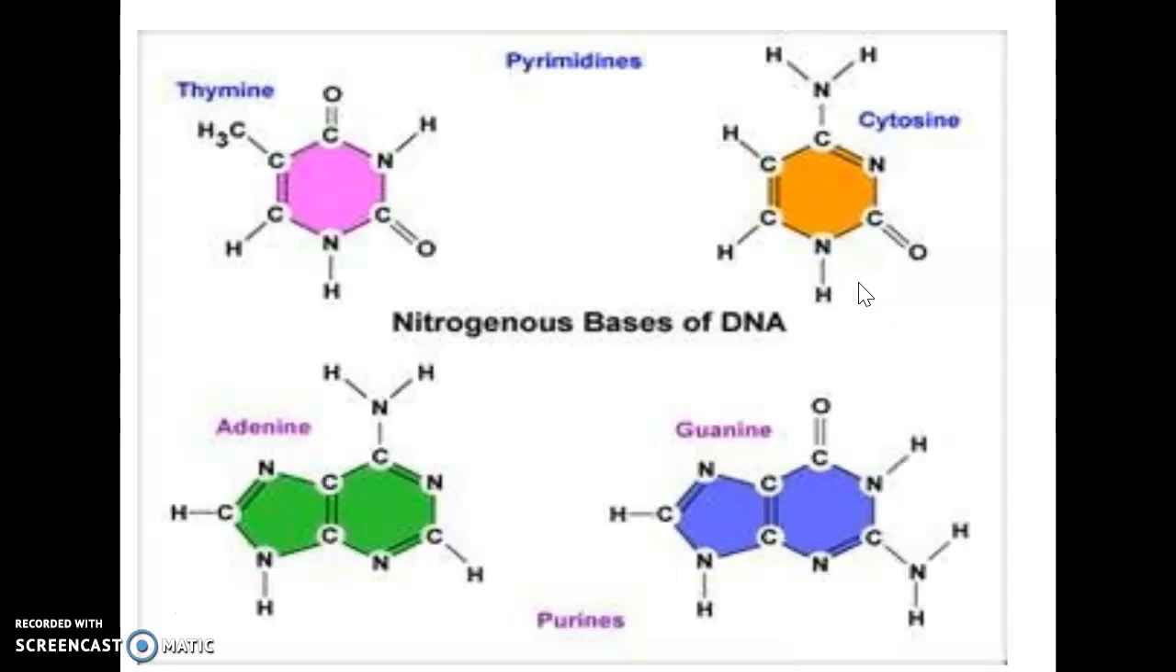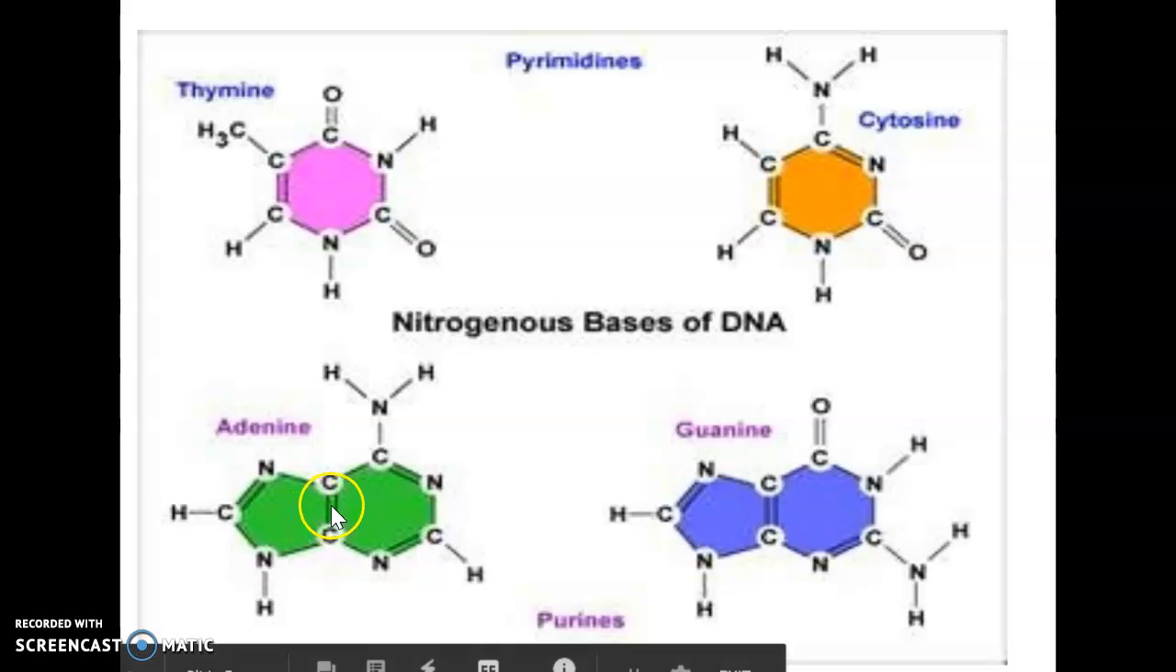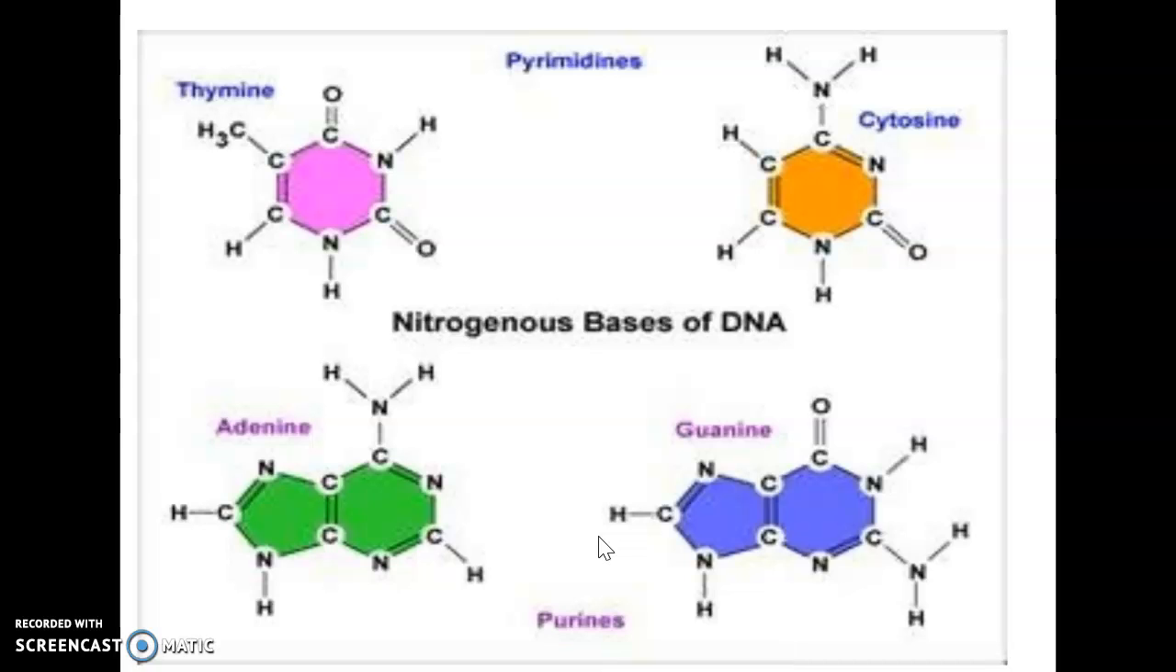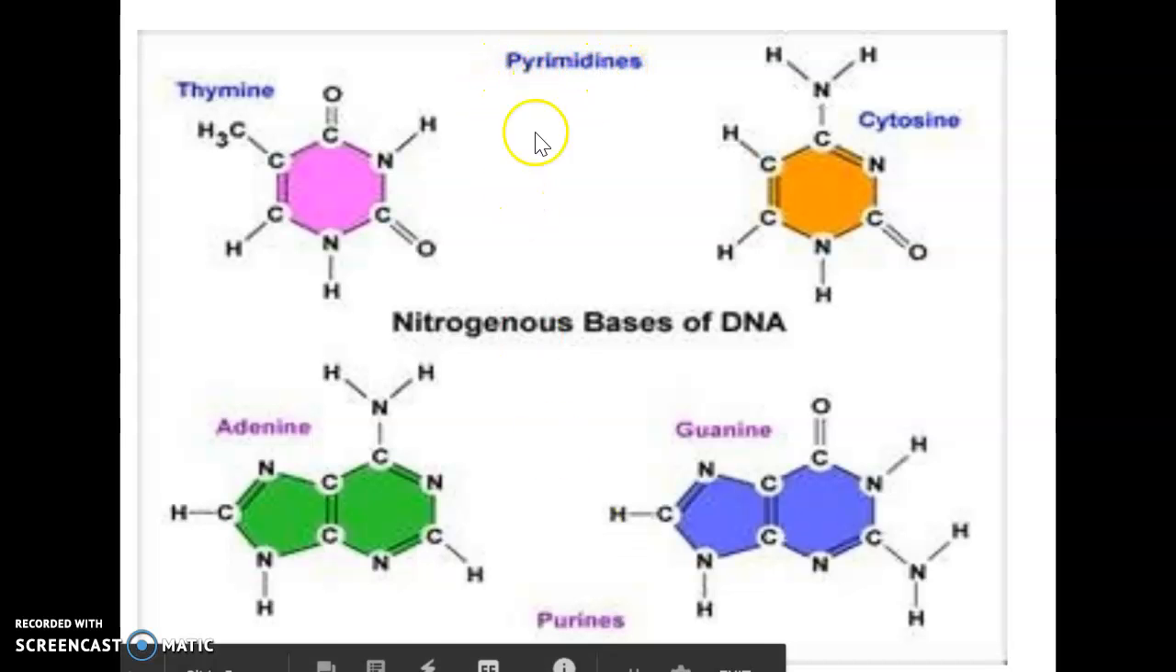And this is what they look like. Notice that thymine and cytosine both have a six-sided hexagon shaped ring there. And then when we get to our purines, they have two rings. They have a hexagon and a pentagon. So it's kind of the opposite: pyrimidines have a bigger name but the smaller molecule. Purines have a smaller name, bigger molecule.